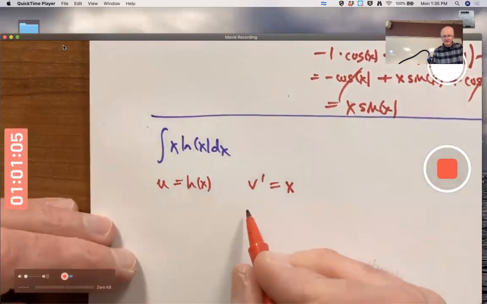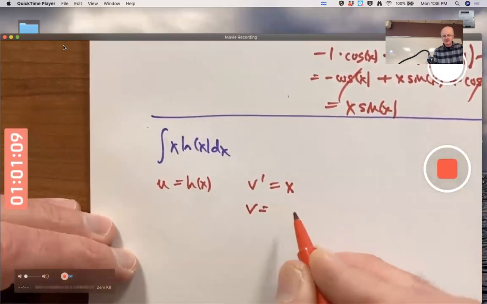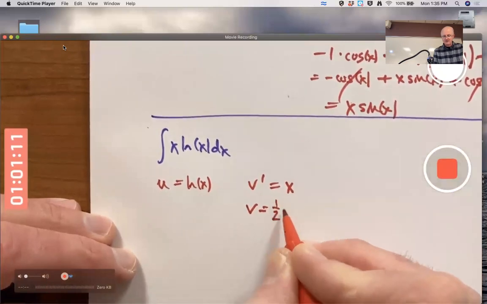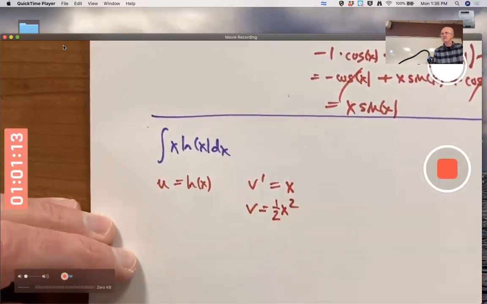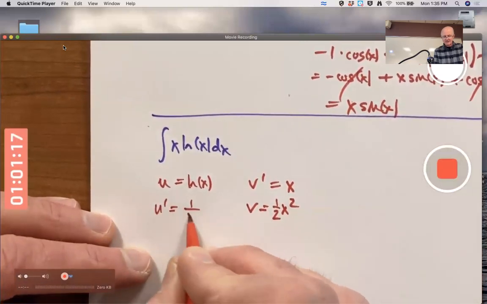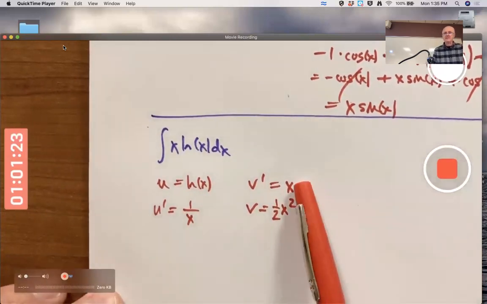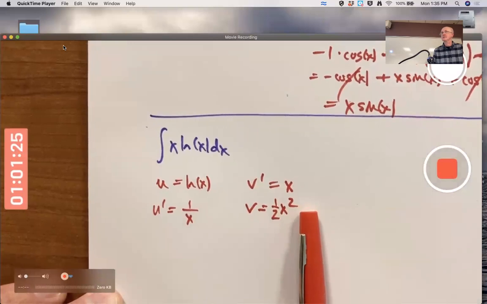Because more importantly, v needs to be something easy to find. We need to be able to integrate v prime. v is 1/2 x squared. u prime, yes, is easy to differentiate still, and is simpler because it doesn't involve a log, I guess you could say. But more importantly, v prime is something easy to integrate.